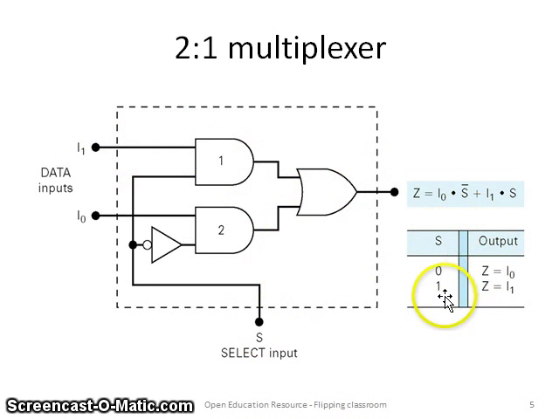Look at the truth table. When S is 0, Z is equal to I0. When S is 1, Z is I1. The logical expression to represent a 2:1 mux would be: Z is the output, I0 and I1 are the data inputs, and S is the select input.